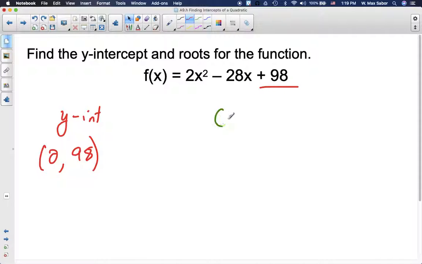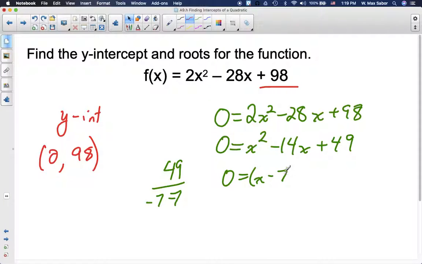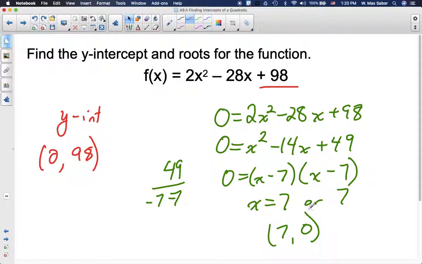For the roots, we'll say 0 equals 2x squared minus 28x plus 98. Let's divide all this by 2 to make our lives easier. x squared minus 14x plus 49. The numbers that multiply to 49 are 7 and 7. And if they're both negative, that'll work. So 0 equals x minus 7, x minus 7. So we get x equals 7, or 7. So that's really just one root. 7, 0. So we have one root, which also means that it's the vertex.